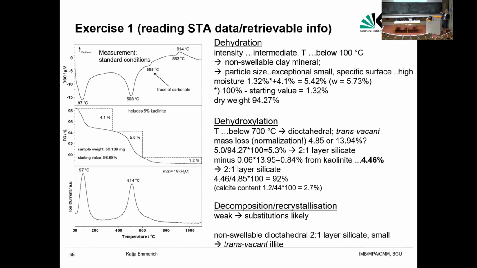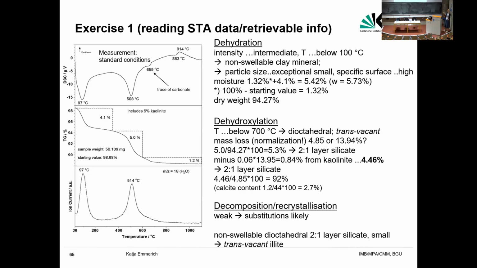This sample contains an impurity of 6% of kaolinite. We remember the mass loss due to the dehydroxylation of kaolinite is close to 14%. If we have 6% of kaolinite, then a mass loss of 0.84% is related to the dehydroxylation of kaolinite.